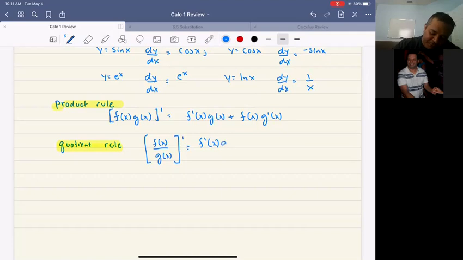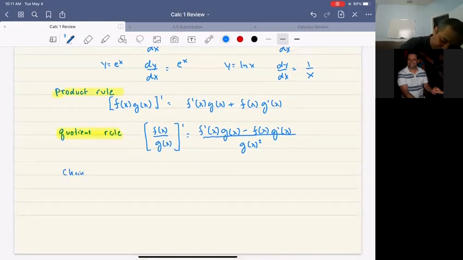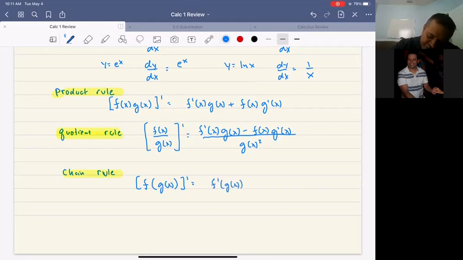The quotient rule: derivative of the top times the bottom minus the top times the derivative of the bottom, all over the bottom squared. And then you have the chain rule. So you're taking f of g of x, and you're going to take the derivative of that. That's going to be f prime of g of x times g prime of x.